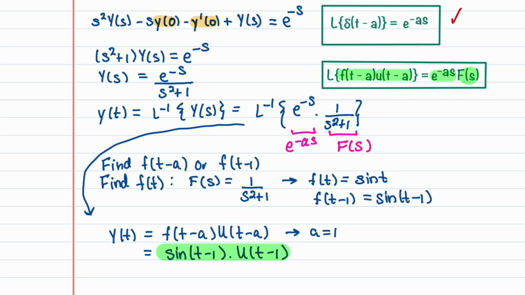And there's our solution. Notice that because of our step function right here, our system is at rest until t is equal to 1. And then at that instant, the forcing function strikes and the spring begins oscillating sinusoidally and continues that oscillation forever.